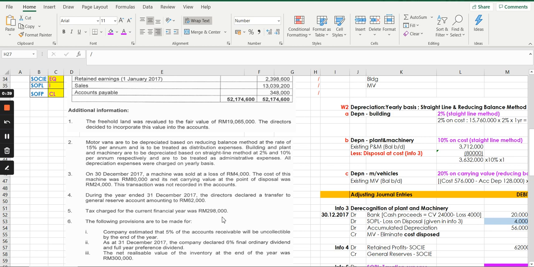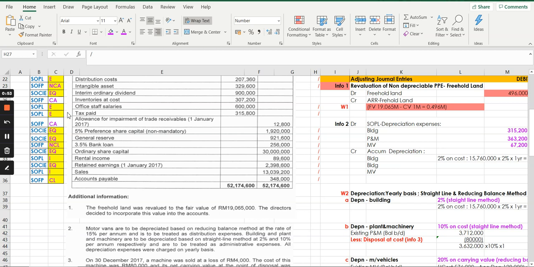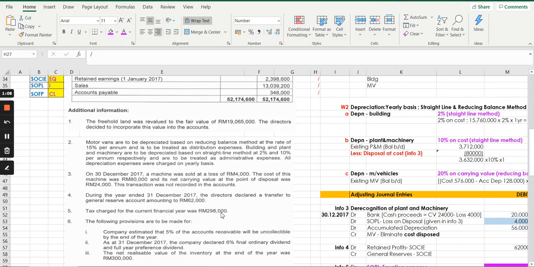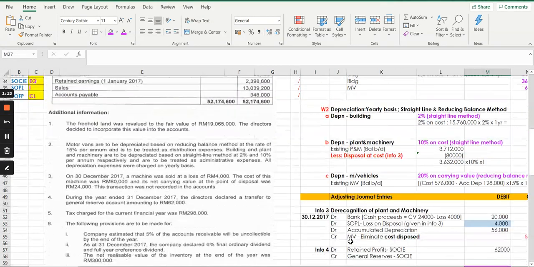The amount estimated by the Inland Revenue Board is 298,000. This is what you will record as your tax expense in the statement of profit or loss. For the same issue, you have the tax paid, 315,800, which you paid earlier to the Inland Revenue Board, and now they charge you 298,000. For that, we need to do one journal entry, just to give you some idea of the debit and credit.